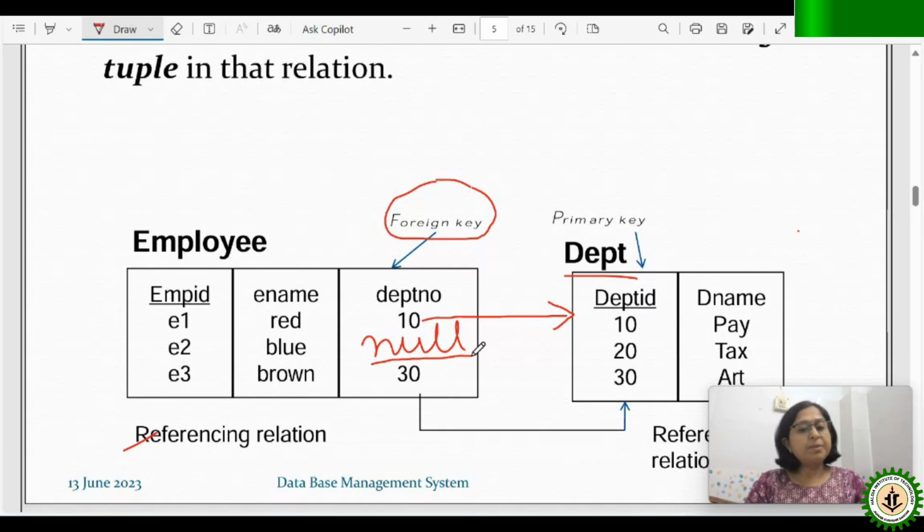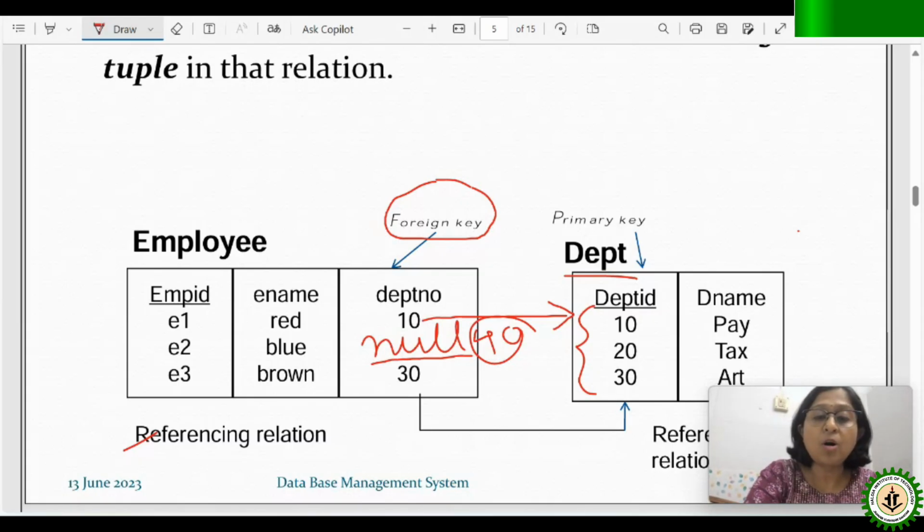At that point of time, it is not sure. So that is unknown. So we can put null. But what we cannot put here, we cannot put here 40. Can we put 40, students? Definitely not, because department number 40 is not present in department table. It is very logical. An employee cannot join a department which is not existing. Yes or no? Yes, right. So we cannot do this.